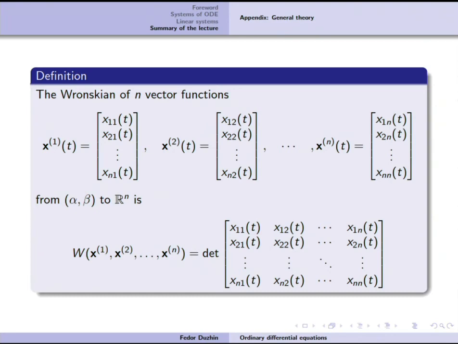And then we also have the Wronskian of n vector functions. If we have n vector functions, then we can just put them all together and find the determinant. It is going to be the Wronskian, a function of t. So if the original vector functions are linearly dependent, then of course the Wronskian is going to be 0. But if they are linearly independent, then still the Wronskian may be 0.